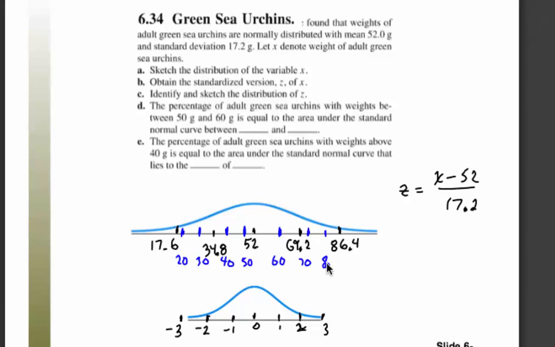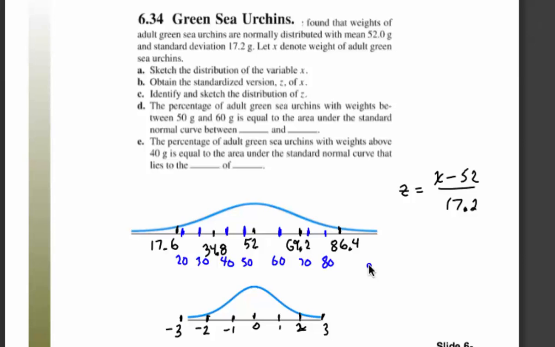So if you just started measuring, like we were going to do a dot plot. We had a bunch of sea urchins, so we're going to make a dot plot. Well, your dot plot wouldn't have a scale like this, right? It would have a scale like this, 20, 30, 40, 50, 60, 70, 80, and then you'd be stacking the dots according to that blue scale, okay? It's just that we knew the mean and standard deviation, so that got us started with the black scale, okay? Does that make sense?